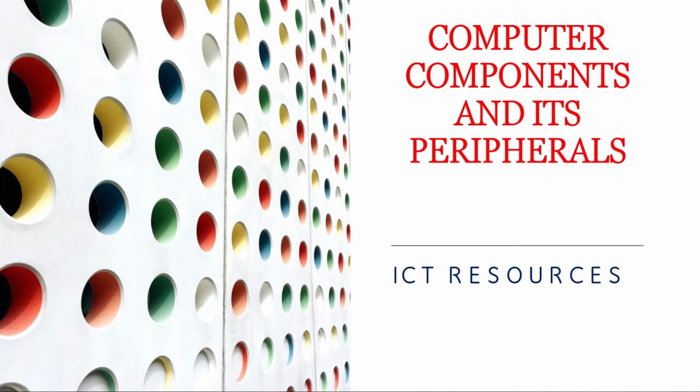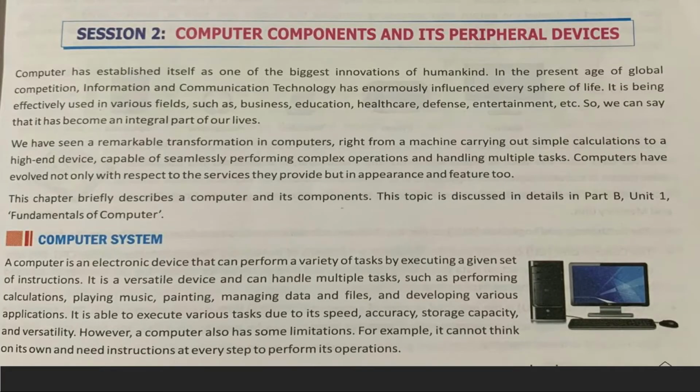You know that in our computer lab also, there are a lot of devices which are also part of computer ICT resources. Fine. So now let us see it. You know that these are the components. Computer has established itself as one of the biggest innovations of humankind. We all know it. It is an electronic device that can perform a variety of tasks by executing a given set of instructions. Okay, and it is a versatile machine, which can be used for several purposes.